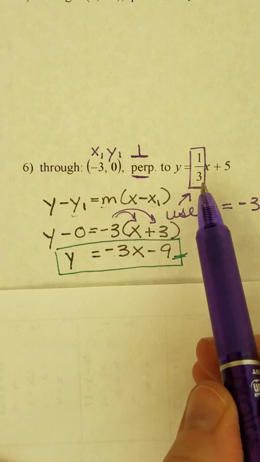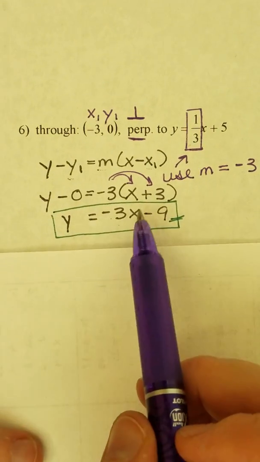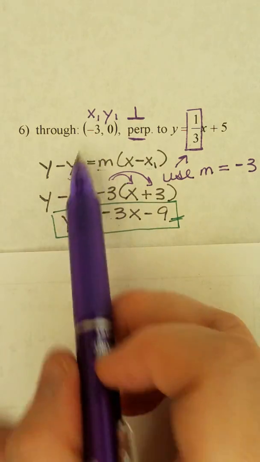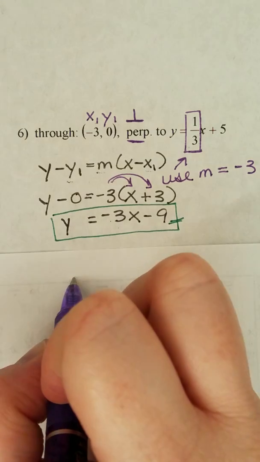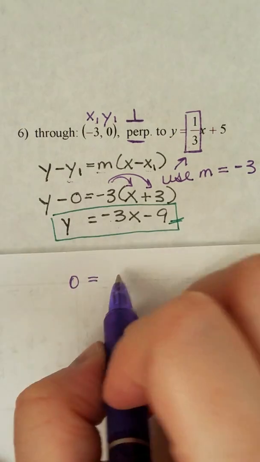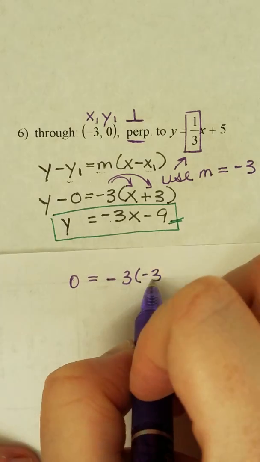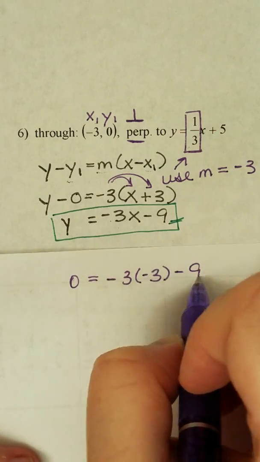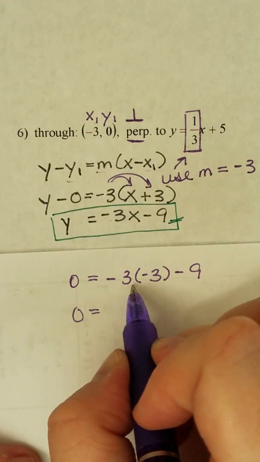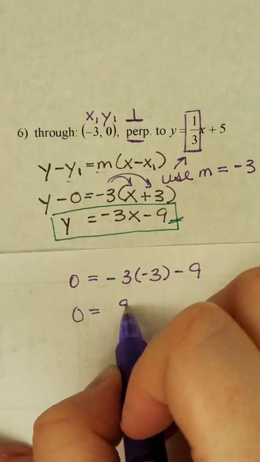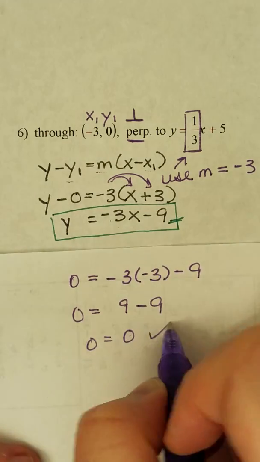And again, if you wanted to check it, you can just compare the slopes. 1/3 and -3 are opposite reciprocals. And if I'm not sure if this line passes through that point, well, then I can always just check it. So I'm going to plug in 0 for my y, and I'm going to plug in -3 for my x, because that's the coordinate. And that's just 0. Here I have a negative times a negative, which gives me a positive. And last time I checked, 9 minus 9 is in fact 0.